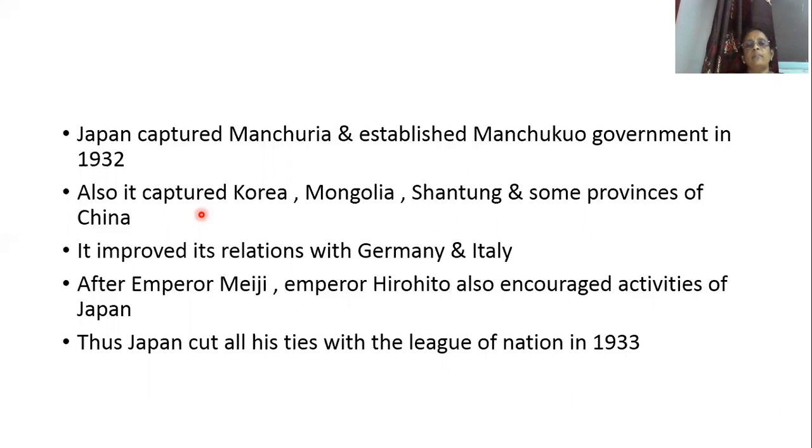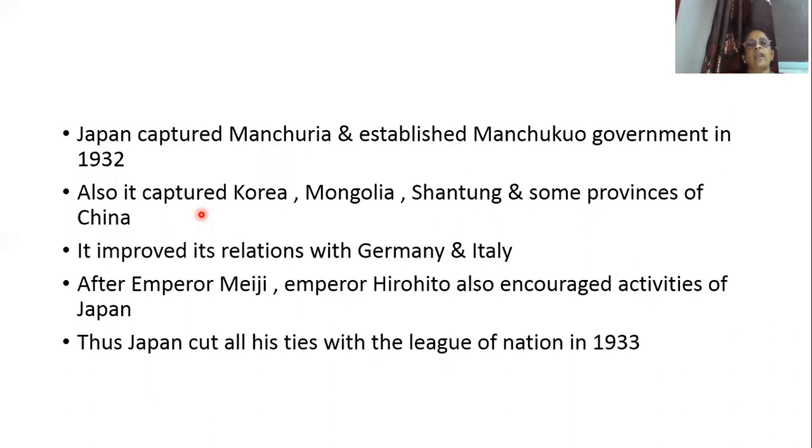So after Emperor Meiji, Emperor Hirohito became the emperor, and he also encouraged the activities of Japan. Thus, Japan cut all relations with the League of Nations in 1933. So this imperialism and military activity of Japan was also one of the reasons for the Second World War.